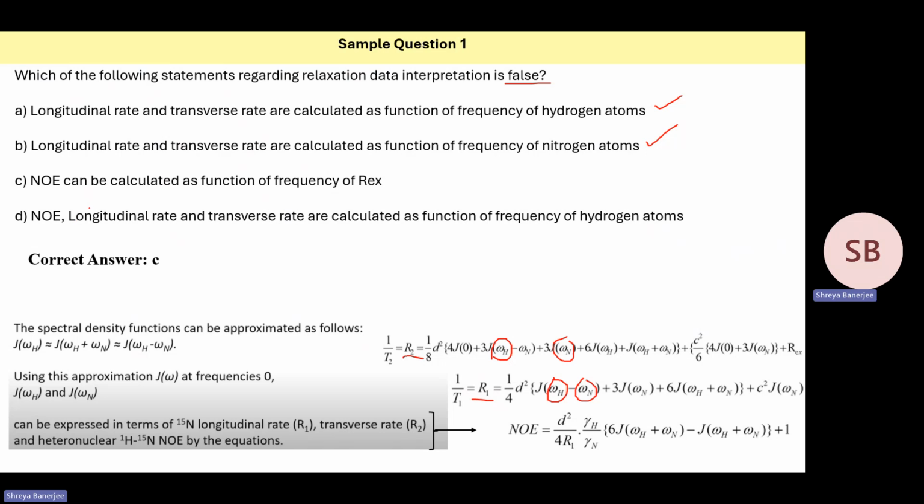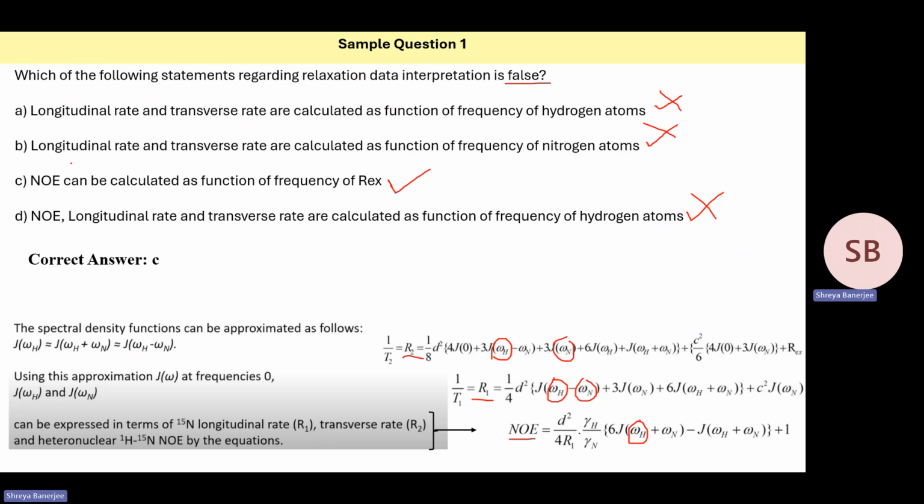And D is saying NOE, longitudinal, transverse rate are calculated as frequency of hydrogen atom. Longitudinal and transverse we have already seen, and in NOE also you can see hydrogen frequency is there. So this is also true. So this is the only false statement. Because it is asking what is false, we ignore these, and C is the correct answer.